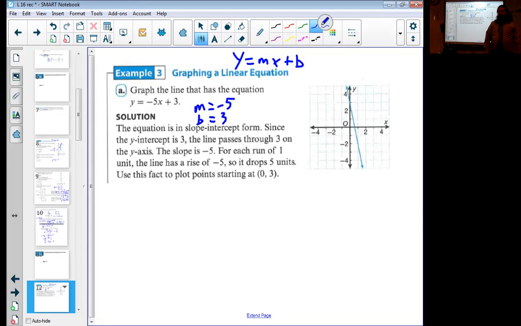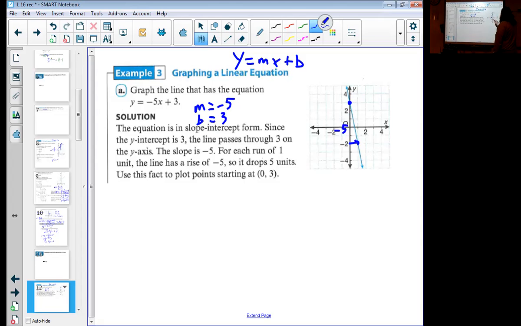So that means that if we look at our y-axis, the one going up and down, it is going to cross at the number 3. So we go up 1, 2, 3. Now the slope is negative. If we remember, negative means we're going this direction. It's going to be going down as we move from left to right. So it's going down 5. It's going to go 1, 2, 3, 4, 5, negative 5.